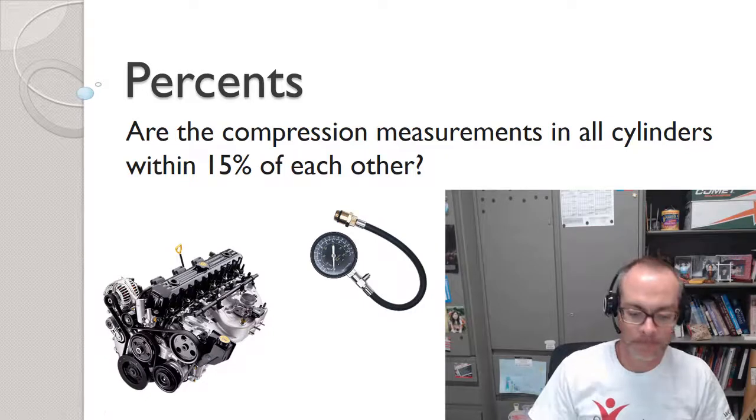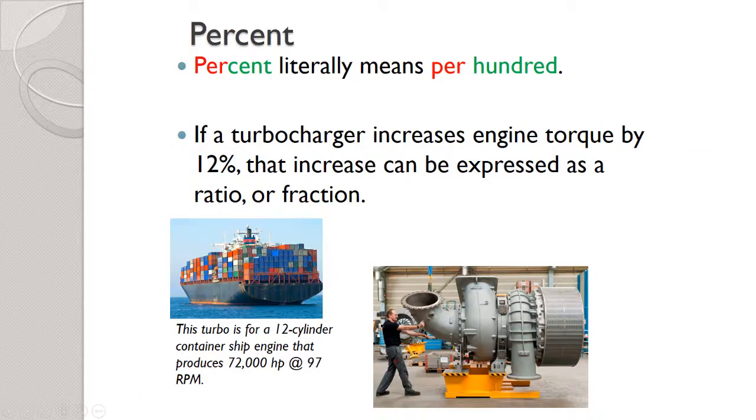So let's go. Let's start with the word percent. If you take the word percent and break it down, the word percent literally means per hundred. Per means divided by, like we saw with unit rates and ratios, and cent is the metric prefix for 100. So percent literally means per hundred.